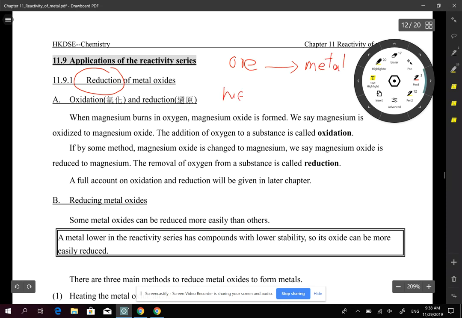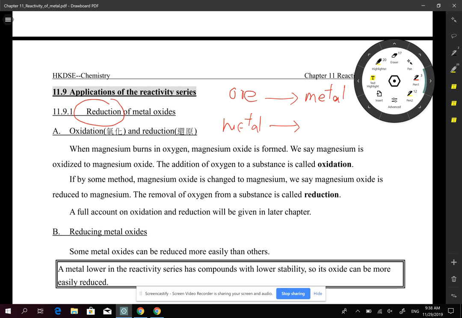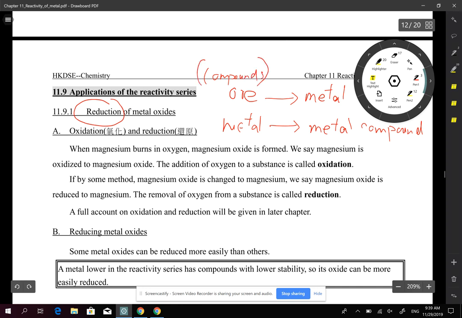And metal takes part in some reactions, like reaction with oxygen, hydrogen, water, or acid to form a metal compound. For metal, the compound of metal forms back to metal. Actually, ores are compounds of metal. Compounds of metal form back to metal. And metal can also undergo some reaction to form a new compound. Actually, two ways.